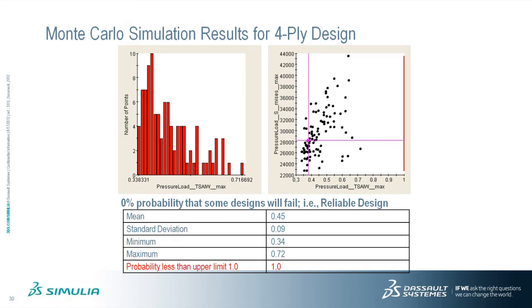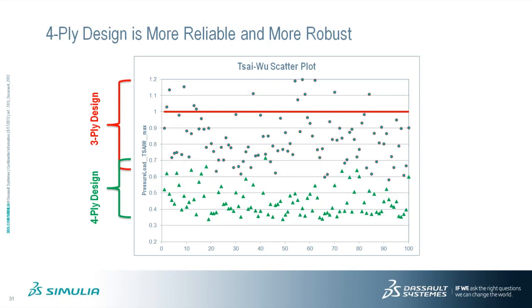So let's look at this in a little bit different graph. In this case, what we're looking at is the green dots are our 4-ply design, and the red dots are our 3-ply design. And again, these are the results from the Monte Carlo simulations.